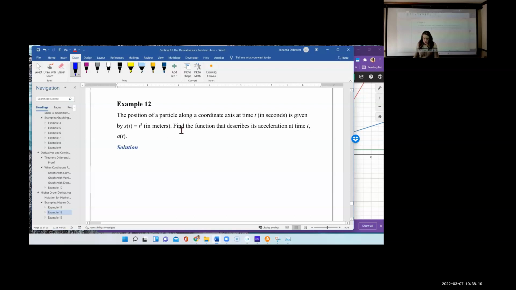The position of a particle along a coordinate axis at time t is given by s of t equals t cubed in meters. Find the function that describes its acceleration at time t, a of t. So remember that a of t is equal to v prime of t, which is the second derivative of position. So I'm taking t cubed and I'm going to find the derivative twice.